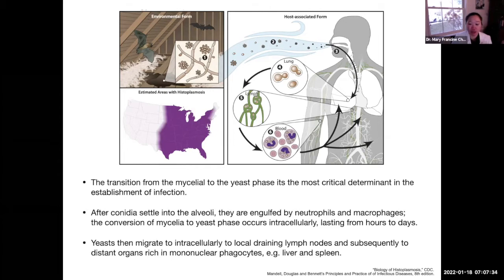They are engulfed by neutrophils and your macrophages, and then that transition or that conversion happens intracellularly and can happen anywhere from hours to days. And then once they're intracellular, they will then migrate to local draining lymph nodes and subsequently to distant organs rich in mononuclear phagocytes like your liver and your spleen.